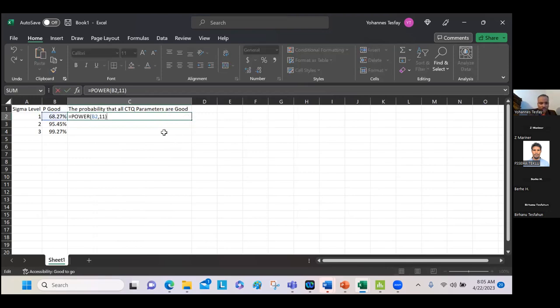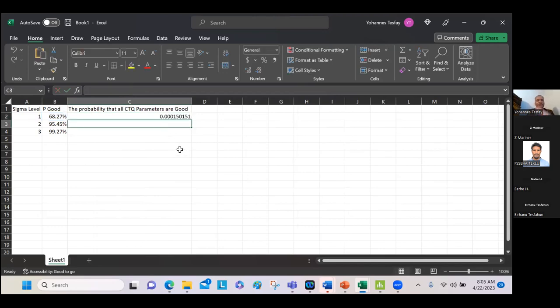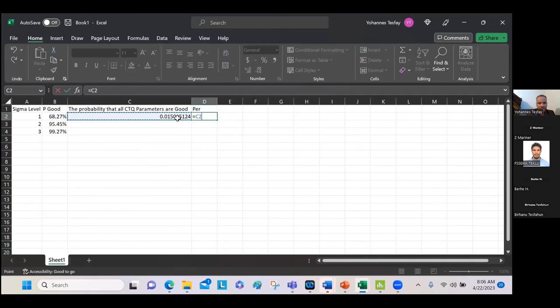Let's change this one to percent. Just like this. Okay, just like that. So we can make this one in percentage, okay? Percentage. So this is equal to this one times 100. Just like that.